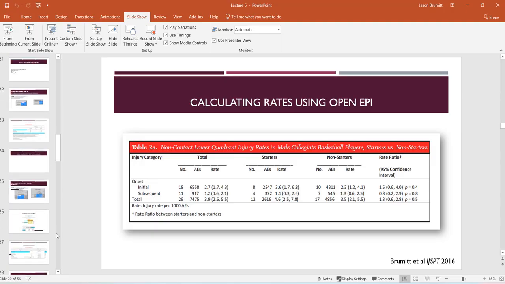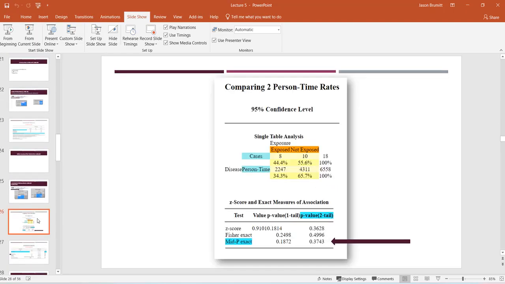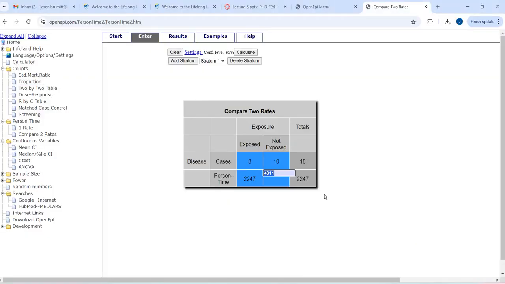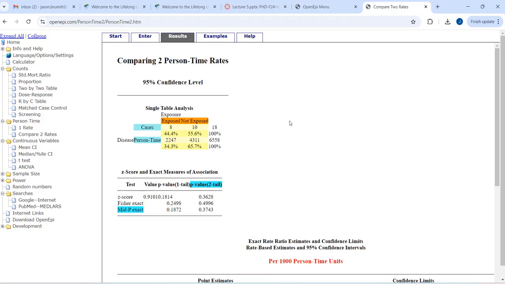So now, let's do the math. To do the math, we've already plugged things in. Come back to here. We saw that number. There were 8 cases in the starters, 10 cases in the non-starters. Here were their athletic exposures. Everybody still with me? If you have questions, look forward to answering them online. Let's calculate. Now, what we get is breakdowns of the rate ratio coming up.